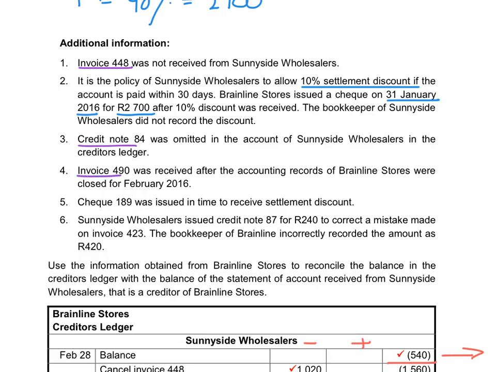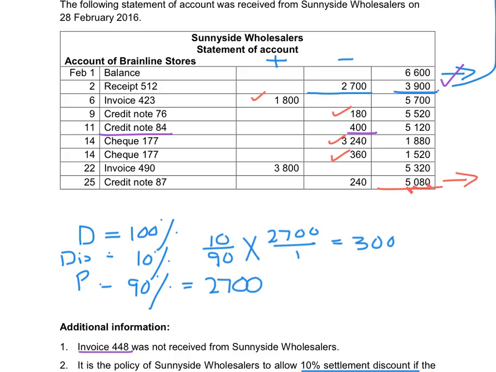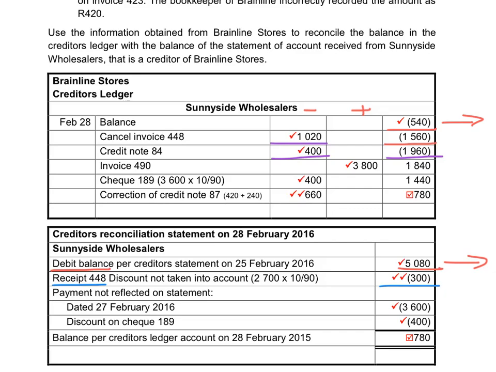Invoice number 490 was received after we closed our accounting records, so we still have to go and record it in the creditor's ledger. Invoice number 490, according to the statement of account, is 3,800. So we have to show that we bought more goods for 3,800 Rand. In our books, the 3,800 will appear on the credit side because we're increasing our debt at the creditor.